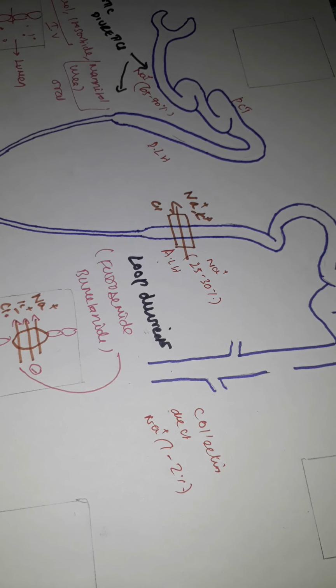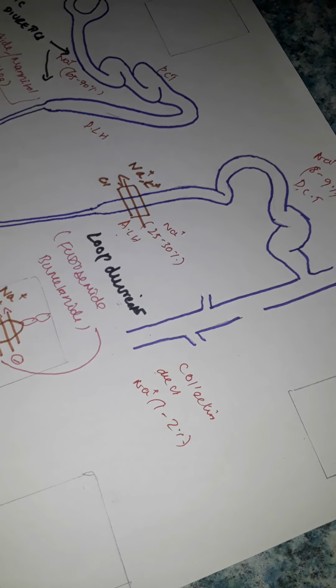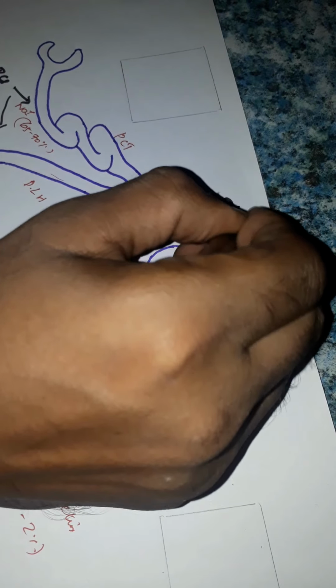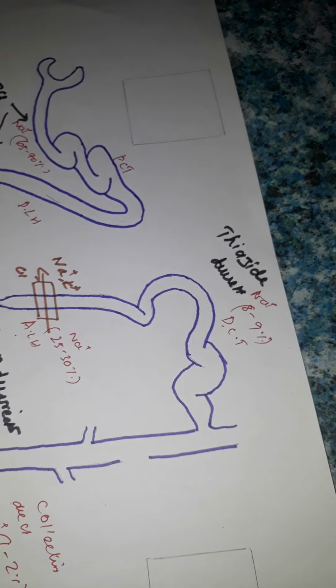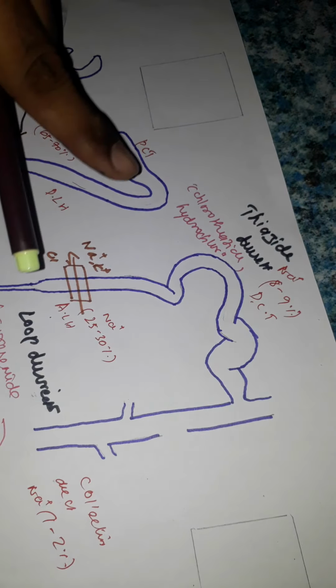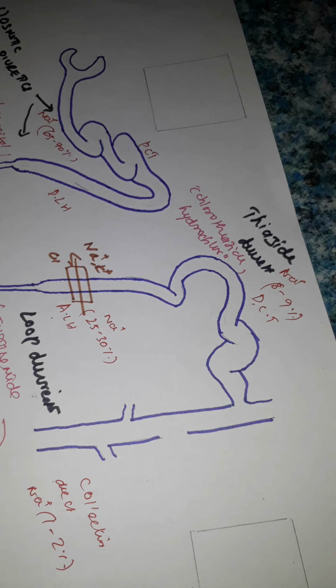Moving to the next one, your thiazide diuretics. These loop diuretics are your high efficacy diuretics, and thiazide diuretics are your medium efficacy diuretics. Most of you would know them; it's very easy to remember. First of all, it is chlorothiazide or hydrochlorothiazide, and again there will be a symporter here.